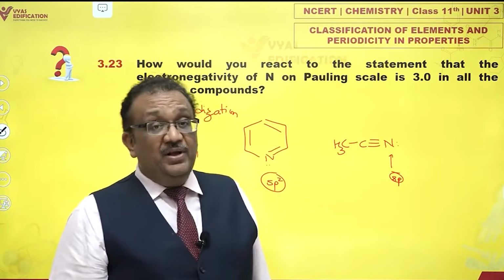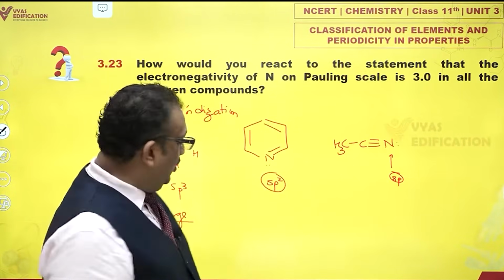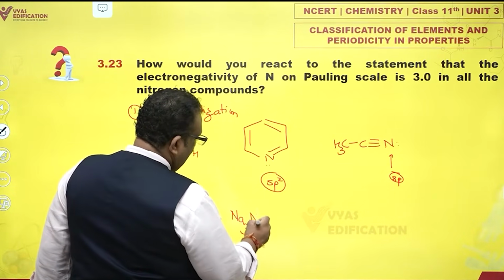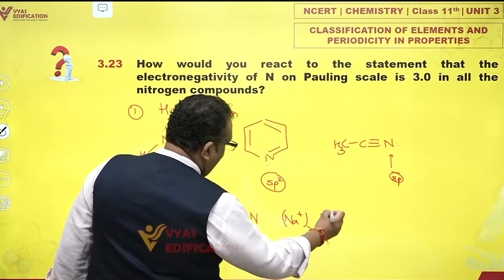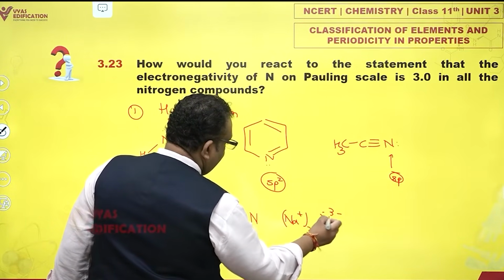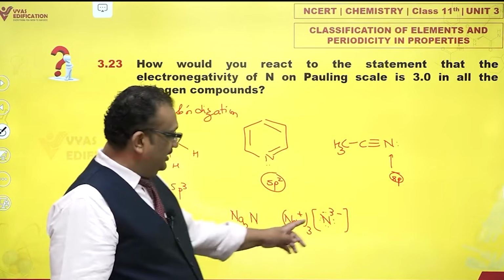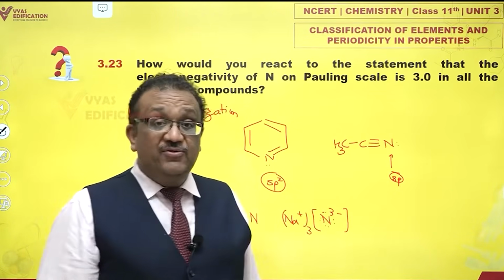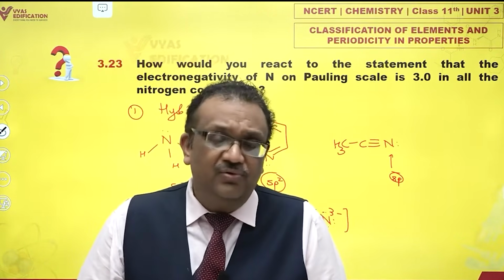What does that mean? Nitrogen atom is electronegative, that's fine. But what about, say, in case we have Na3N, we have Na plus, and we have nitride ion. Now, I hope you remember that nitride ion also contains nitrogen atoms. Can I say that the electronegativity of nitrogen in this case would be 3 on Pauling scale? No, of course not. Why?